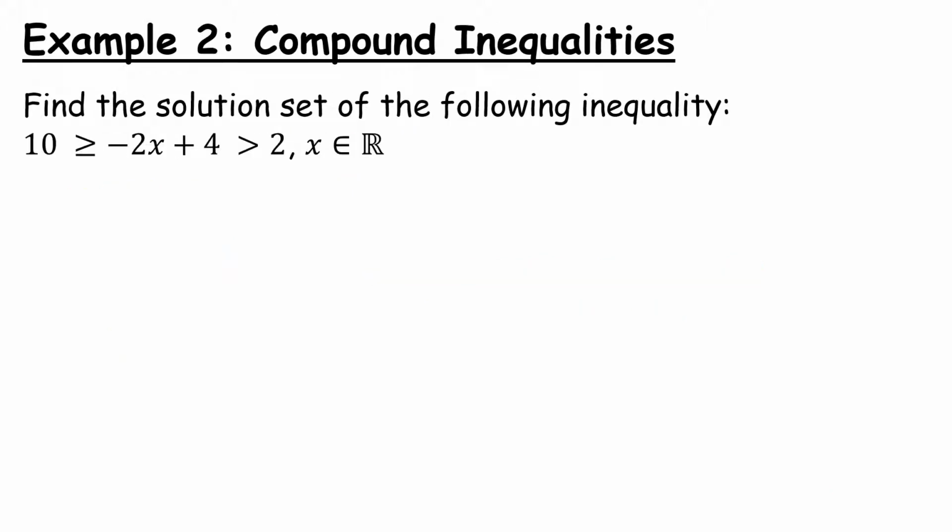Now let's look at a compound inequality example. This is an inequality that contains two inequality signs. So in this case, we have 10 is greater than or equal to minus 2x plus 4 is greater than 2. And they've also told us that x is a real number.